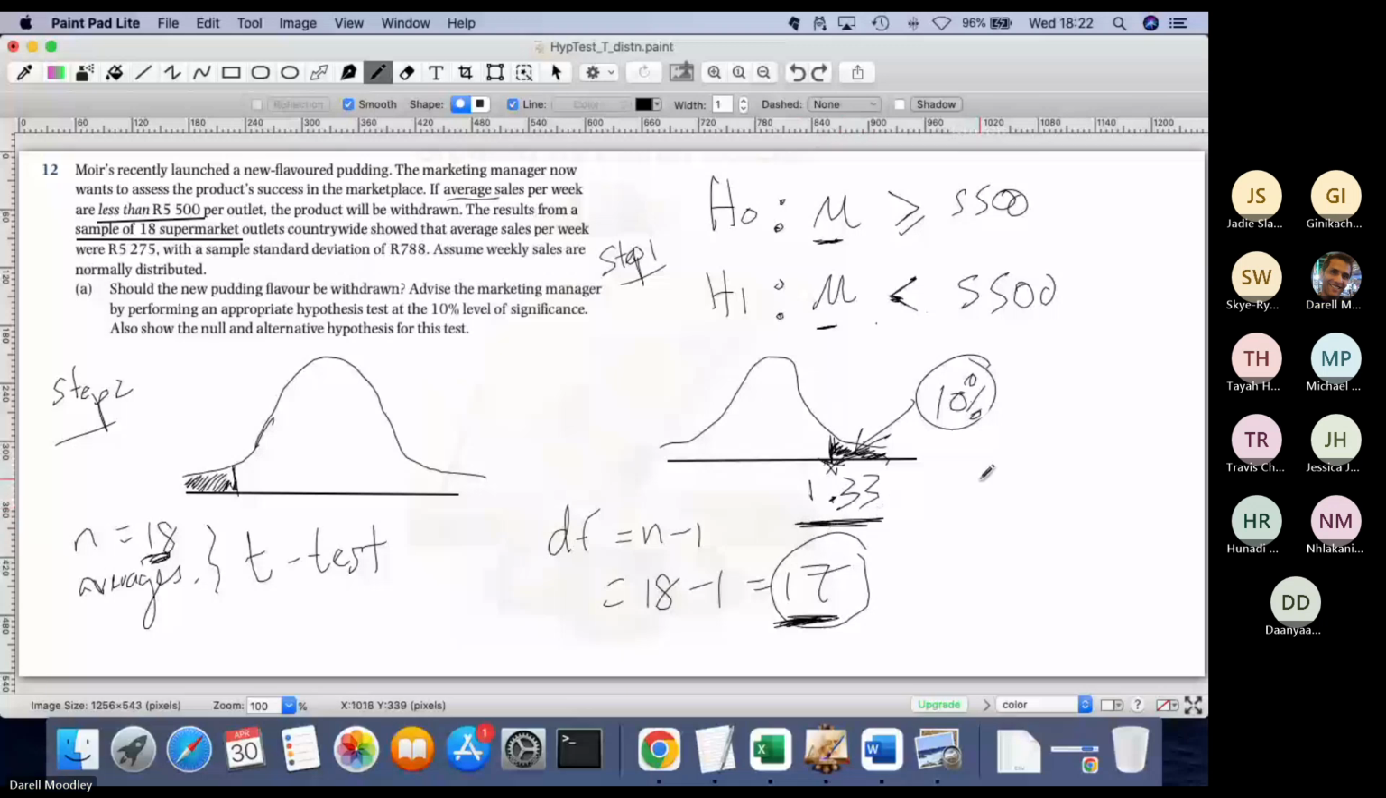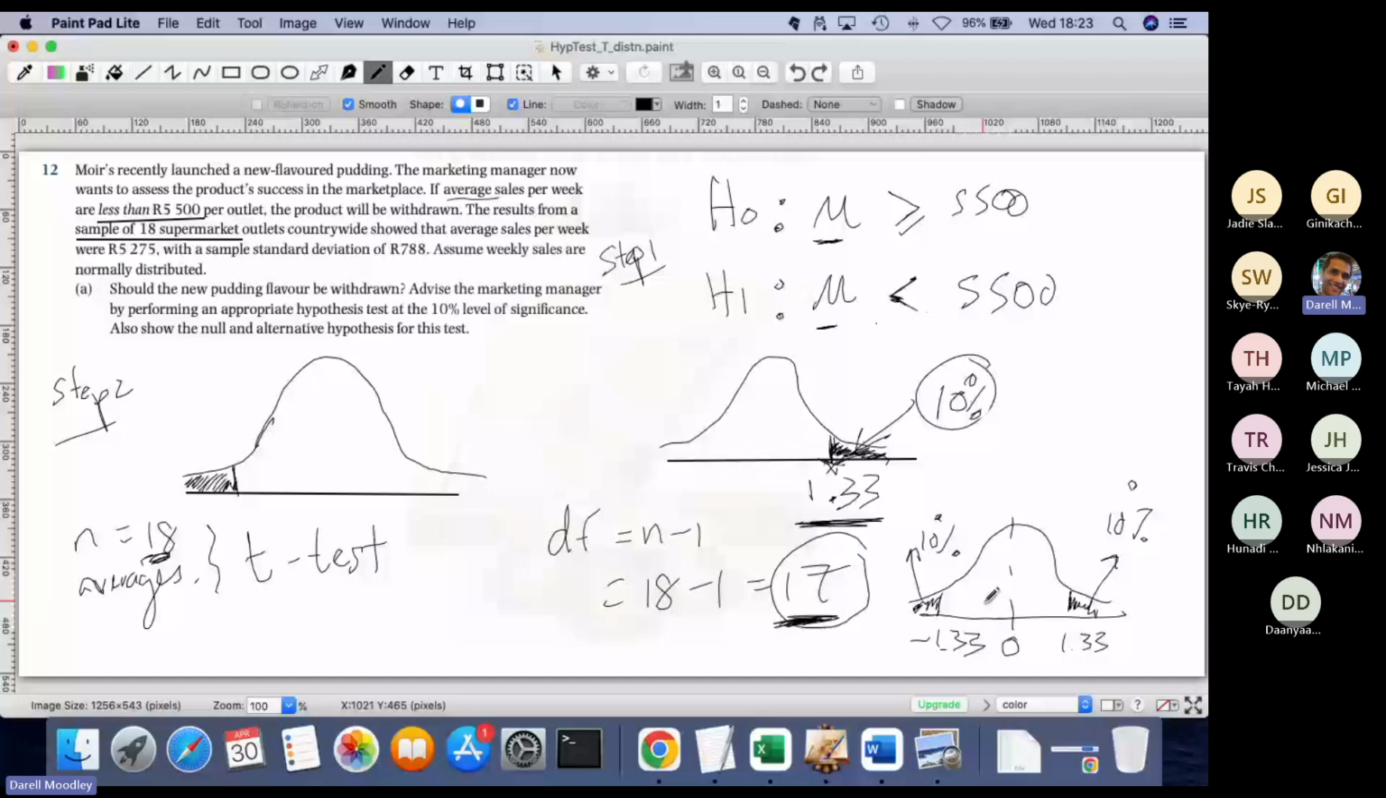Now, just like the Z curve, which is symmetrical, in other words, at the point of 0, let's say this area here is 10%, and then this area is 10% as well on the left. If this value is 1.33, then this value must be minus 1.33 because it's symmetrical. Both the t distribution and the z distribution are symmetrical.